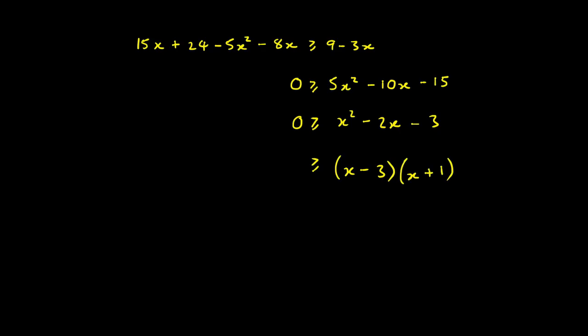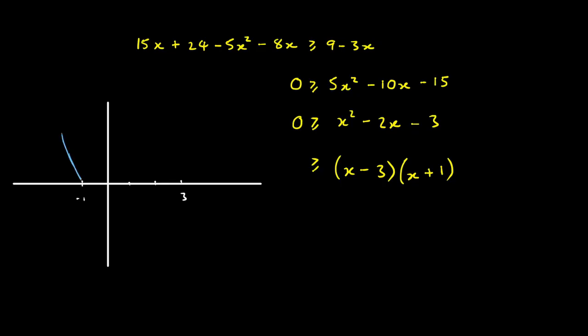So that means that if I was to draw this out, the graph should go through the points negative 1 and positive 3. So here's negative 1 and here's positive 3. My quadratic is going to look something like this. So this is the quadratic, y is equal to x squared minus 2x minus 3.